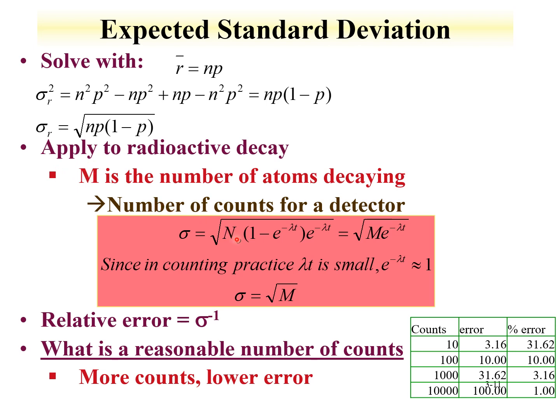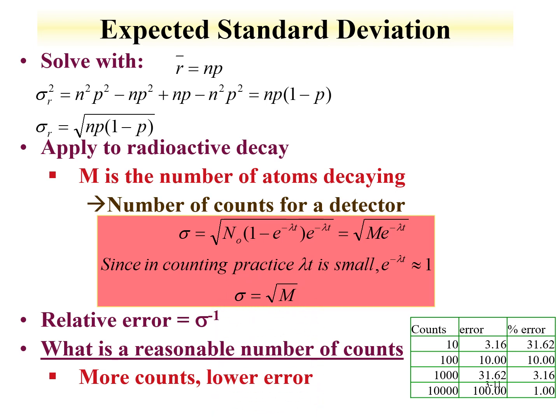The number of decaying atoms is equal to N naught times 1 minus e to the minus lambda t. So substitute the number of decaying atoms, the number of atoms that have decayed, that have been counted, times e to the minus lambda t. In practice, our lambda t is small for our count time, so it goes to 1, and our standard deviation becomes the square root of the number of counts. The relative error is the inverse of that value.